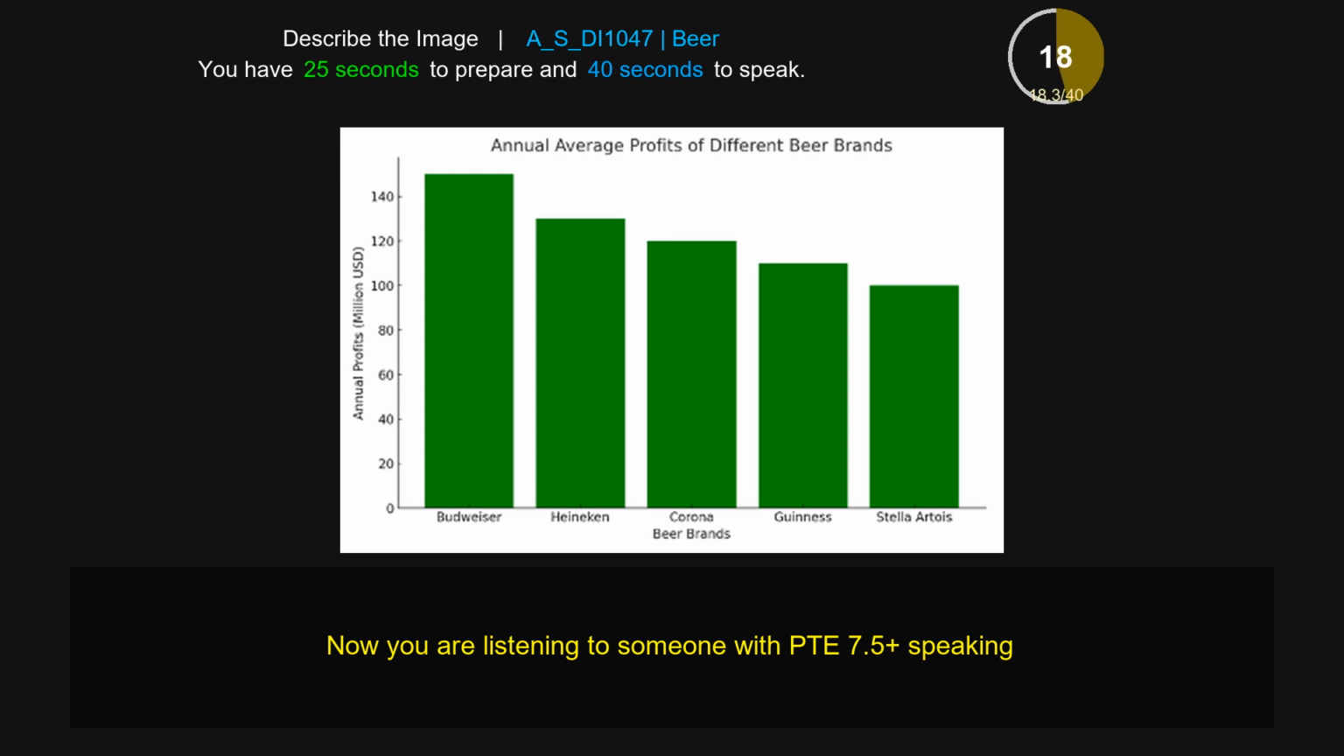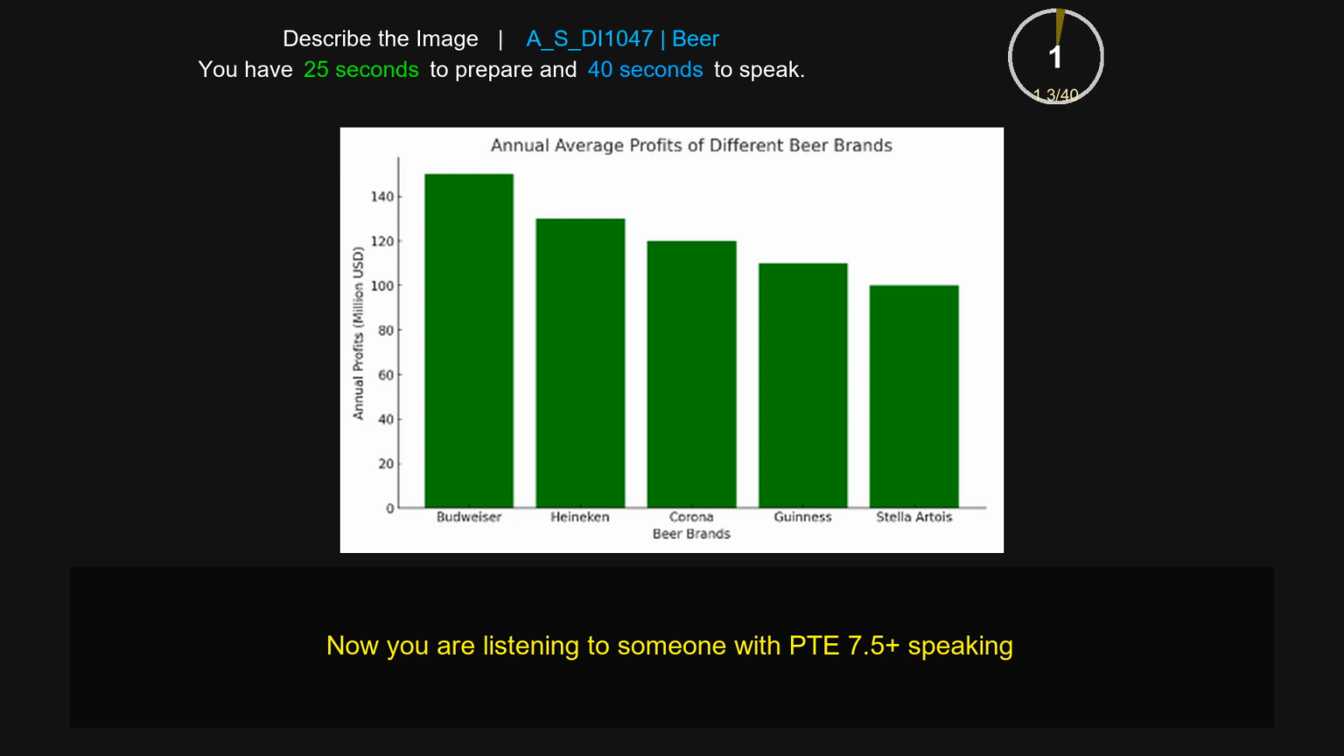The highest number belongs to Budweiser, which is over 140, while the lowest number belongs to Stella, which is around 100. On the other hand, the Heineken is over 120 and the Corona is 120. In conclusion, it was very informative as it shows different numbers and colors like green and black.